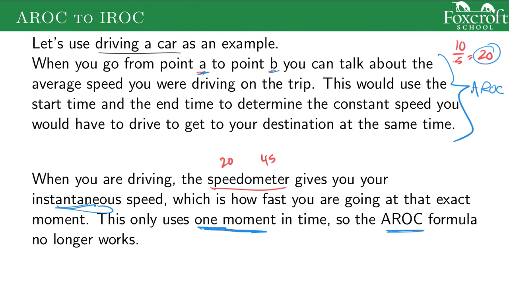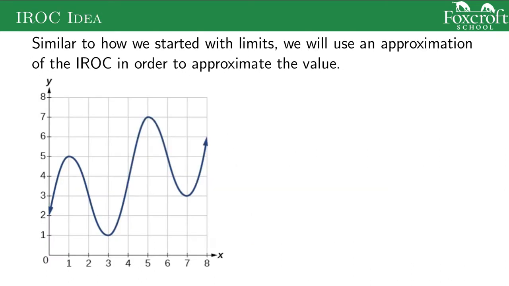So our average rate of change formula isn't going to work anymore, because we need two different x values, but we only have one moment. This is what calculus allows us to do: go from having two different values to just one single value when we're talking about a rate of change. So how are we going to do this?